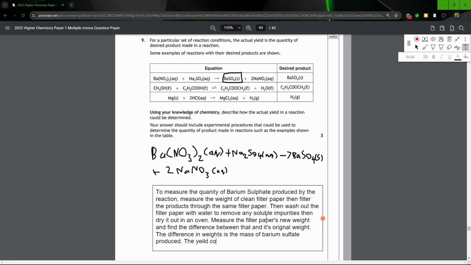The yield could then be calculated by measuring the amount of reactants used, and then calculating what theoretical mass of barium sulfate could be produced using the molar ratios in the reaction equation.